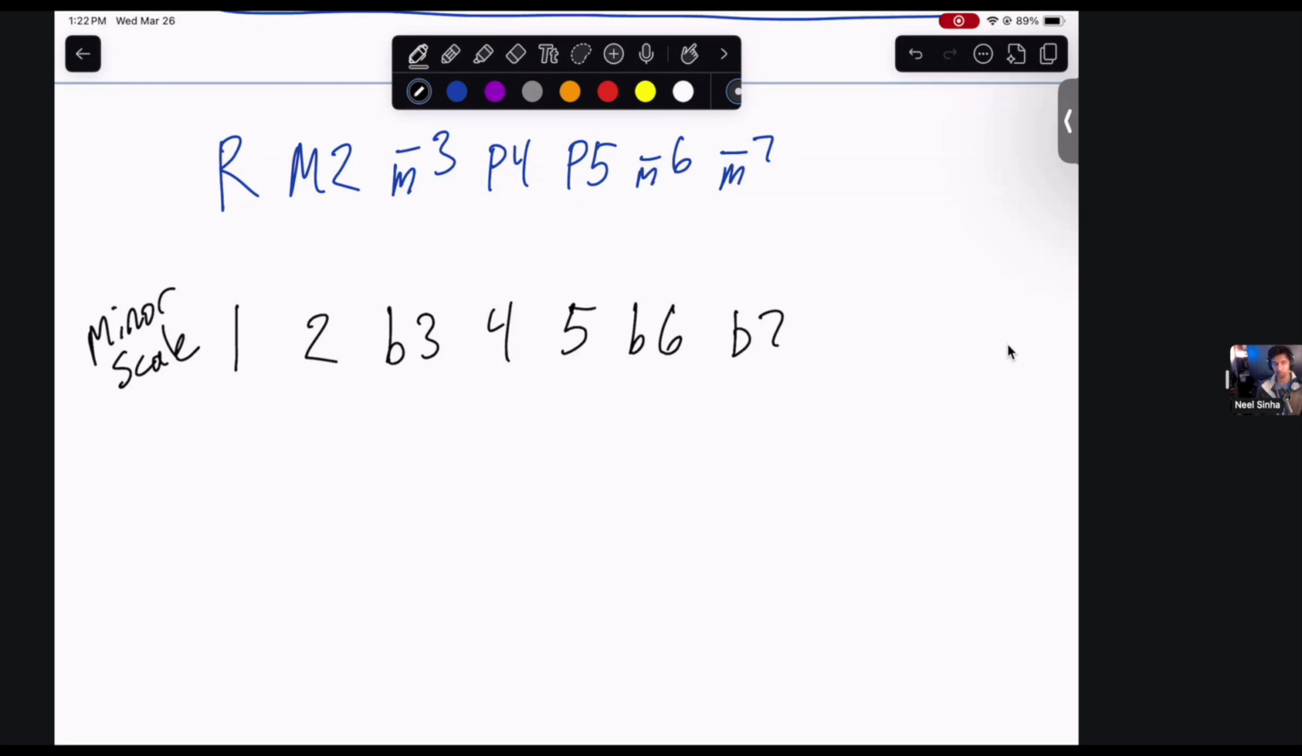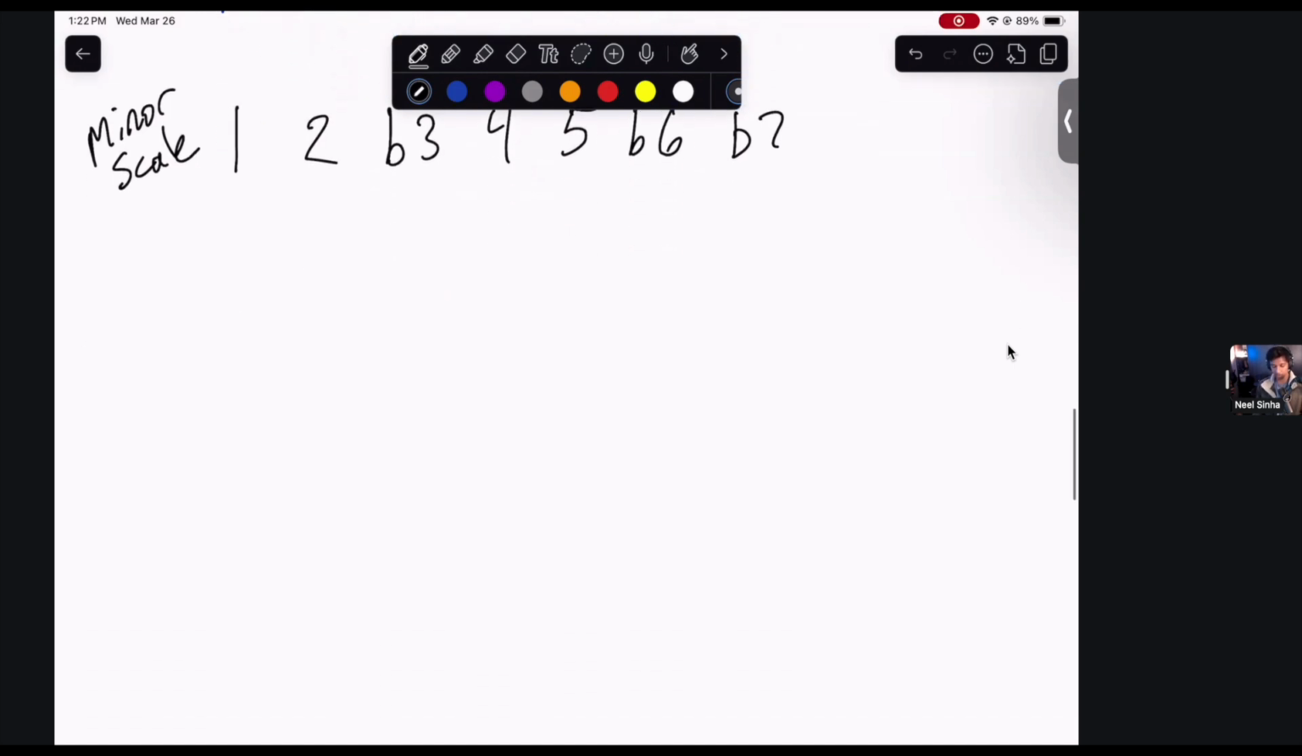And now we're going to pick a super random key, and we're going to make a minor scale from that, so you can use this formula practically. So let's take a crazy key, like we'll do D flat minor, for example. So D flat minor, let's write out all the notes.